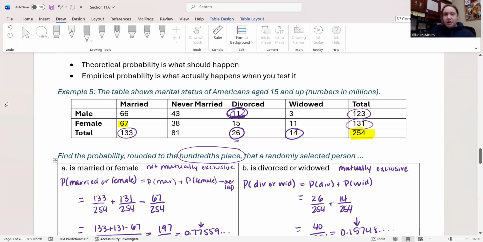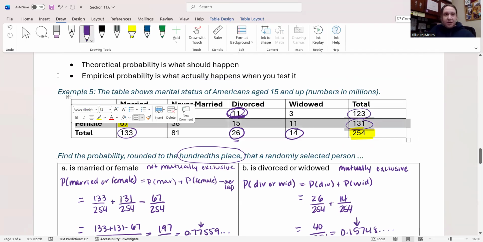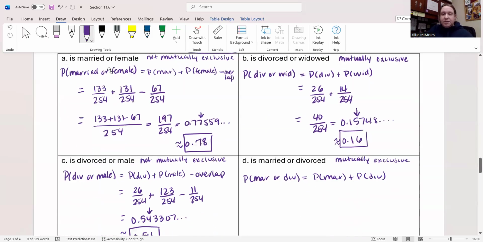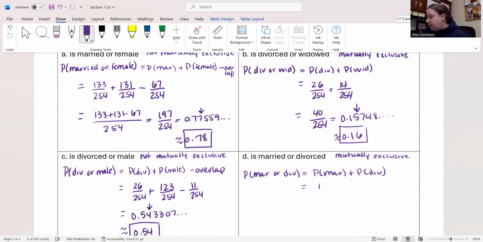Oh no, what did it do? I just messed my table up, I think. There we go. There are 133 married. There are 26 divorced out of 254. So let's see what the math is. We get 133 married out of 254, 26 divorced out of 254. So 133 plus 26 is going to be 159 out of 254.